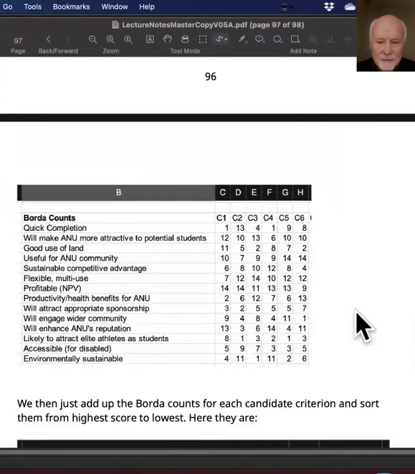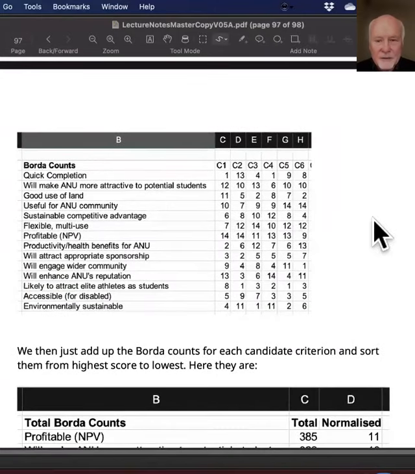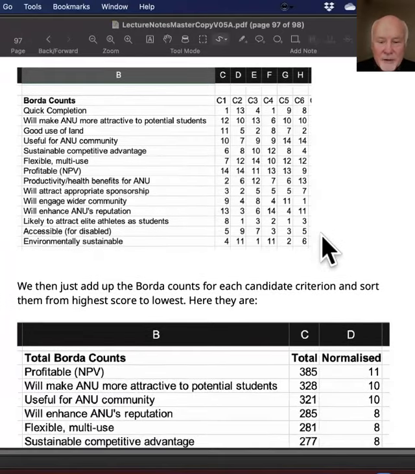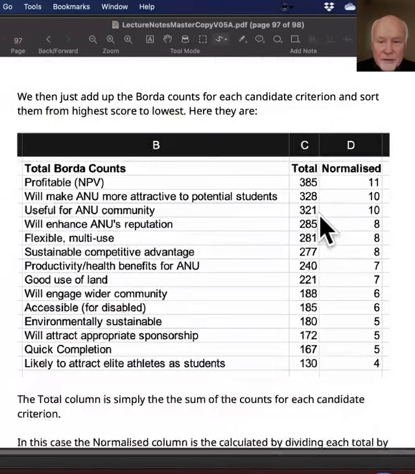And that turns it into a table that looks like this. You'll see now for the first student, I can't remember why I changed those to C1 instead of V1, but it's the same student. You've now got 1 for quick completion, so that's the lowest possible score. For enhancing the reputation, you've got 13, which is the second highest score, and profitability gets 14, which is the highest possible score. And then when you've done that, you just add them all up. You add across the rows, and you get these numbers here.